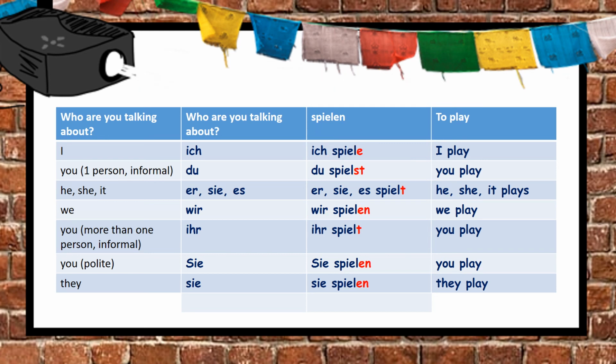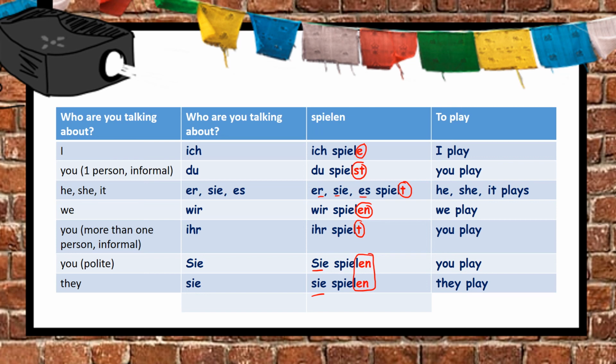Right, and there is a little rhyme that will help you to remember these endings, and it is definitely worth learning. So listen to this. Ich takes e, du es t. Sie es, they take t. Wir en, ihr t again. Sie and sie take en.